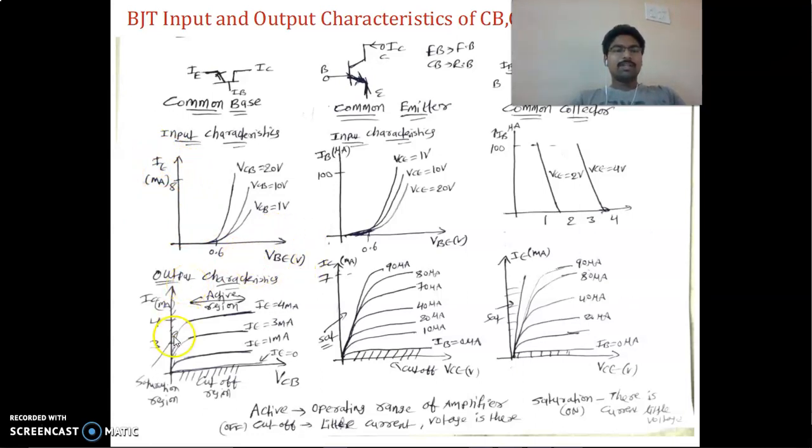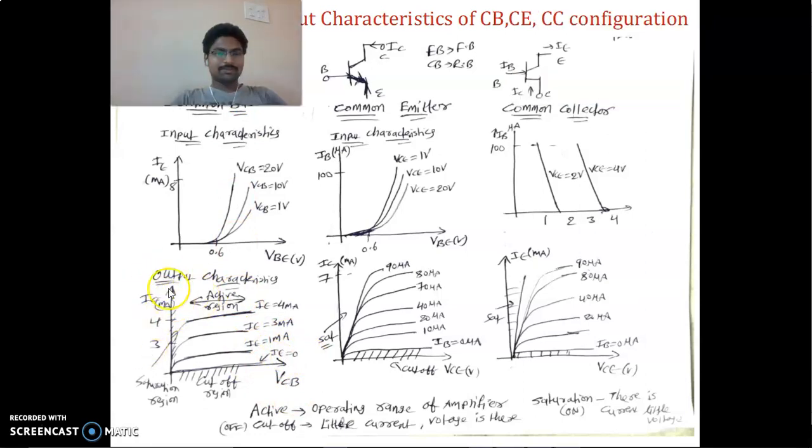Output characteristics are drawn between the output voltage and output current. Here the output voltage is VCB and the output current is IC, so it is drawn between VCB and IC. Here IC is in milliamperes. Now, to draw the output characteristics, we have to draw between the output voltage and output current by keeping the input parameter constant. Here the input parameter is IE.